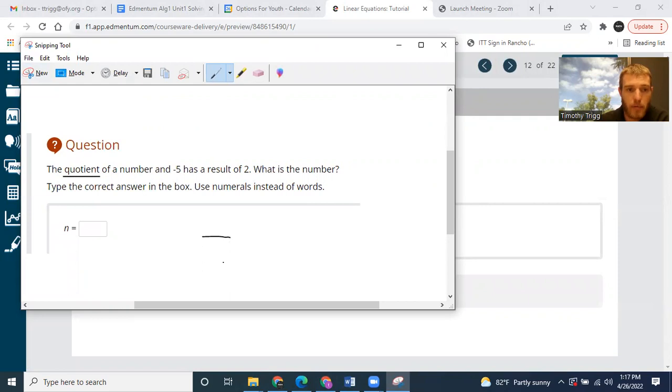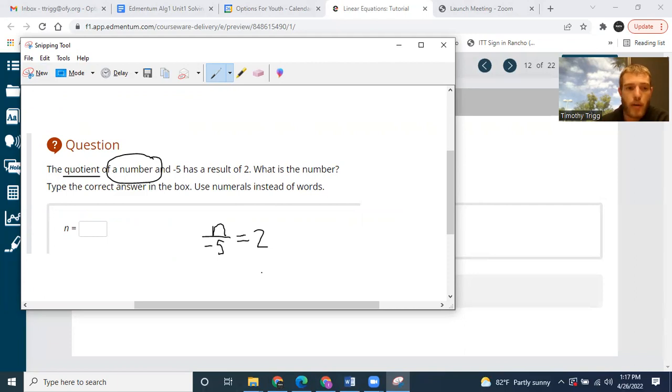So I'm going to write a fraction bar. It says the quotient of a number. Notice it says a number. Whenever you see a number, or it says some number or a number, but it doesn't actually give you the number itself, that's going to be a variable. Okay. So we're going to use the letter n in this case. So we go into quotient of a number and -5. So we're dividing n, some number, divided by -5. And it says the result is 2. So the result, or in other words, equals 2.